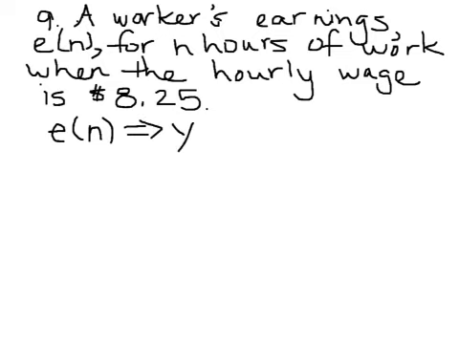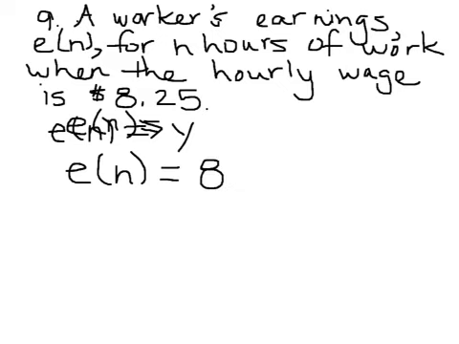E of n is a function of n, therefore it's the same thing as y. So we're going to go ahead here and say e of n is dependent on, so the total earnings that the worker makes is dependent on how many hours he worked times his hourly wage. And that's it, folks. There's number 9 for you.